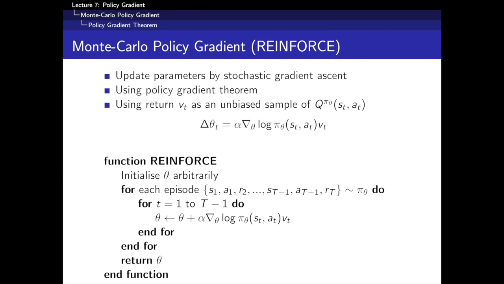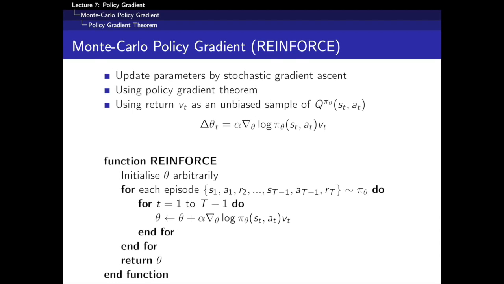Let's just estimate Q by using the return as an unbiased sample of this Q. So we're going to be in a state, we're going to start by taking this action, and we're going to see what return we got, and we're going to use that as an estimate of Q. And we're just going to plug that into our policy gradient to give us an estimate of the direction to move. So every single episode, at each step, we're going to adjust our parameters a little bit in the direction of this score multiplied by the return that we actually got from that point onwards.